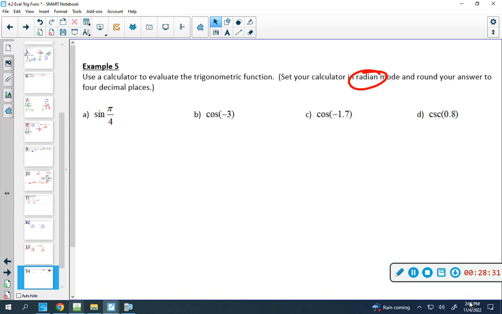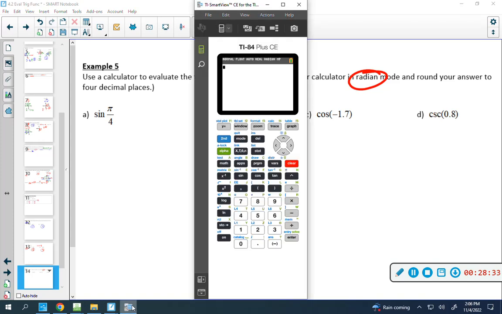So pull out your calculator. At the top it tells you mine's in radians. If you have to change it, hit your mode button, and you can see the fourth line down. Okay. So we are just literally typing these in our calculator, rounding to 4. So sine pi divided by 4. So I'm going to round that to 0.7071.